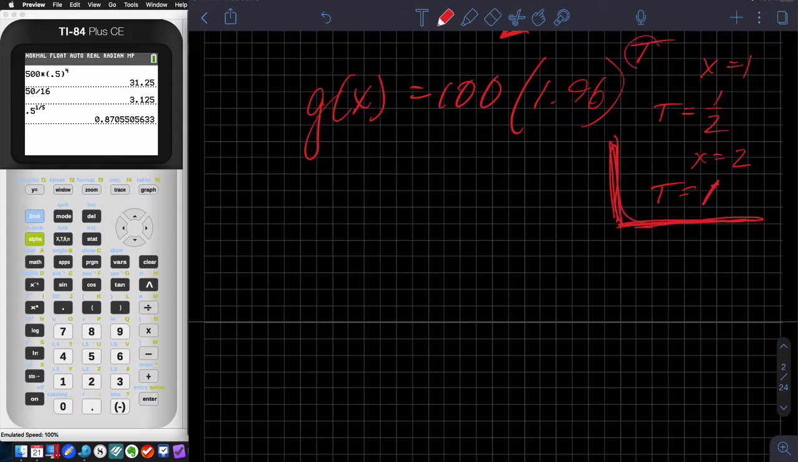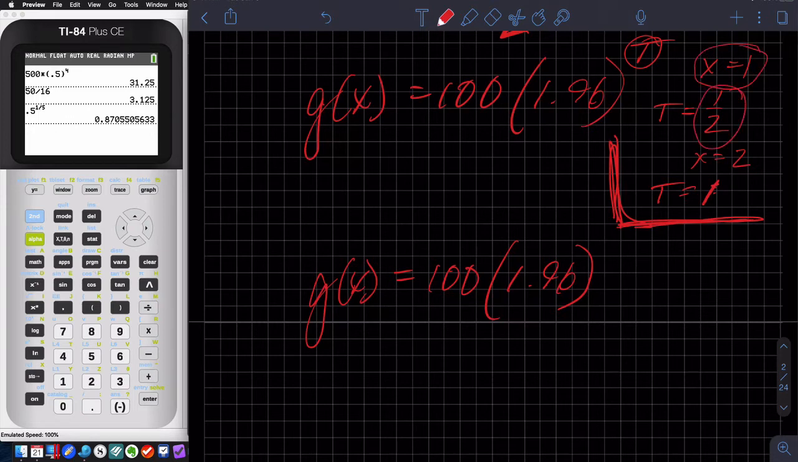So how do we convert this? Instead of using t up here, we want to use x. Well, it would be g of x equals 100 times 1.96 to the x over 2. Whatever value I put in for x, I have to divide it by 2, right? So again, if I put in 1 for x, I will be putting half into this. If I put in 2 for x, I'll be putting 1 in for the t interval. So this is the equivalent function. And I suppose technically this should be a capital T. I was writing g of x, and when I convert it to g of x, it looks like this.